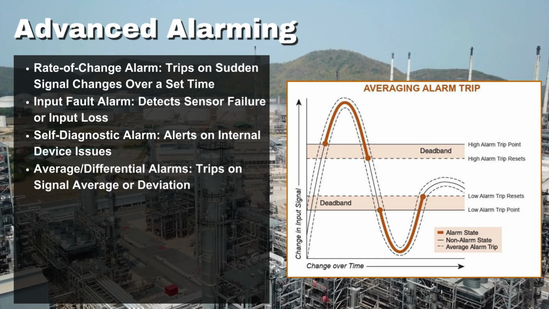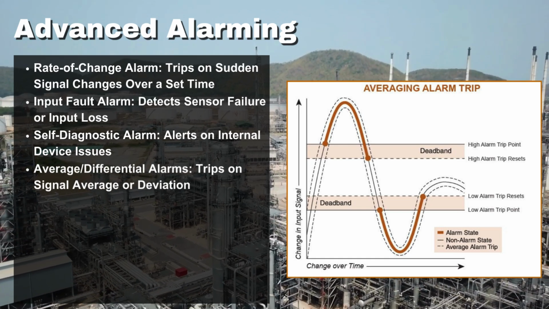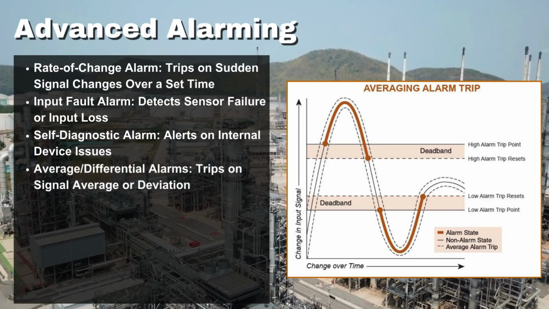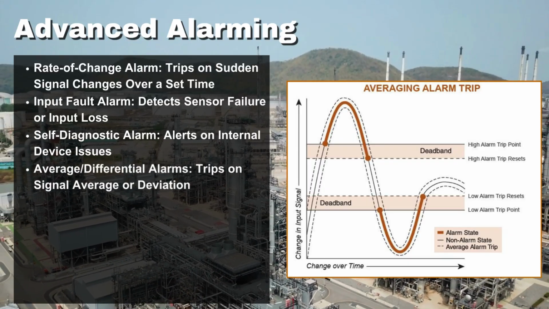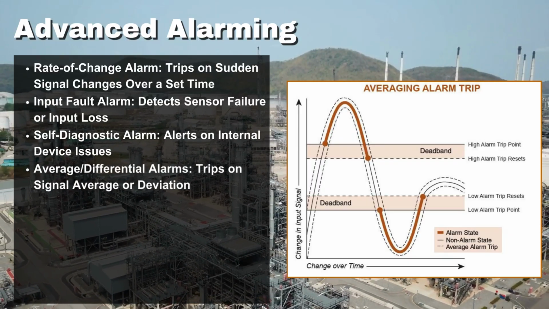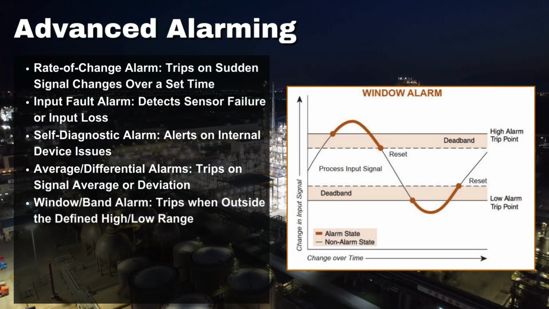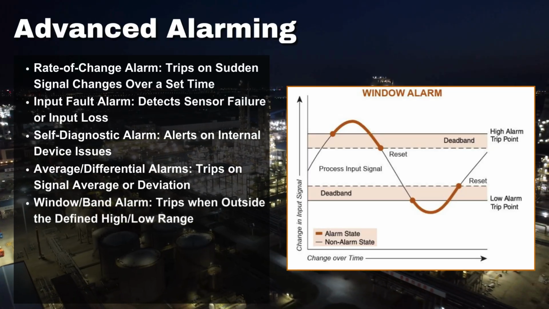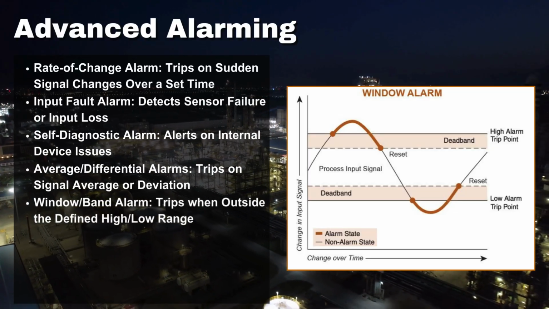With average and differential alarms, the device can monitor multiple inputs. It can trip when the average exceeds a trip point or when the difference between 2 signals goes beyond a safe threshold. A window or band alarm trips when a process variable leaves a defined range, either above the high trip point or below the low.